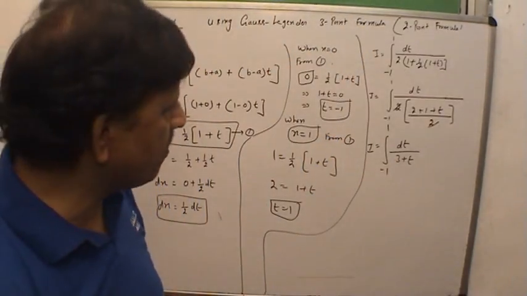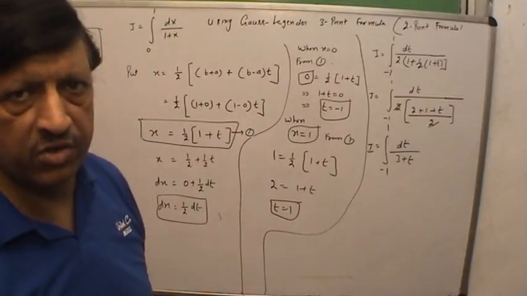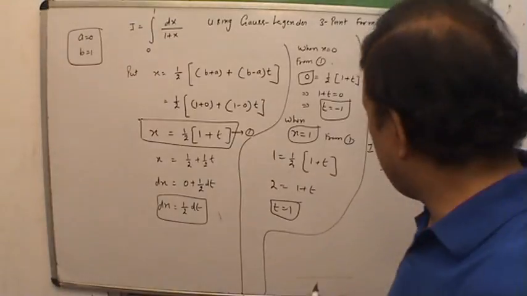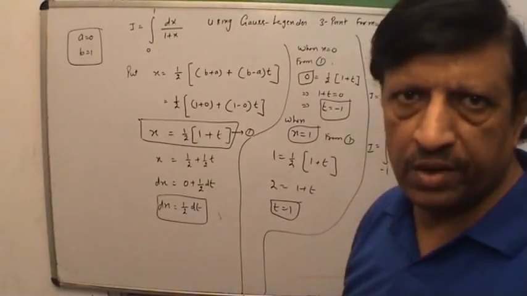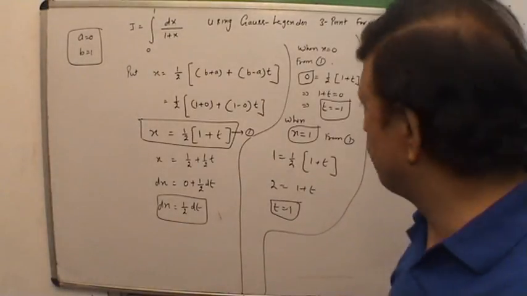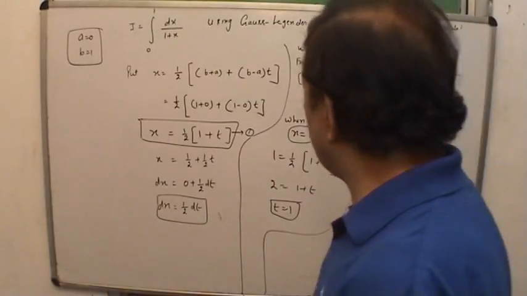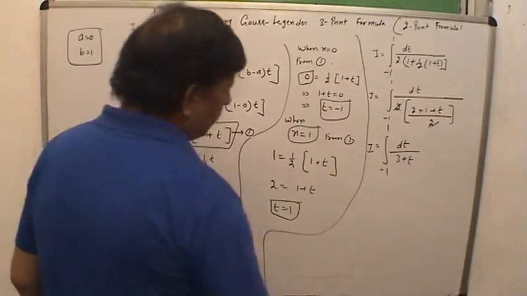Now it is in the standard form, rather the variable has changed. We have changed the variable, along with that we have also changed the limit. So we need not go for the resubstitution, we will proceed further from here. Now we apply the 3-point formula.